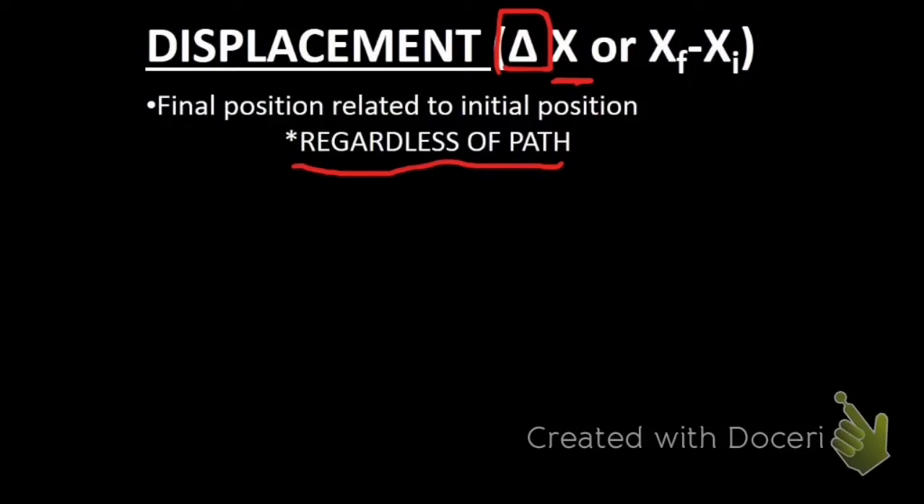And to figure out something's displacement, we're going to look at where it is at the end. We call that xf, as in final position, and its initial position. If you subtract them, you will find the displacement of the object, and we call that, again, delta x.